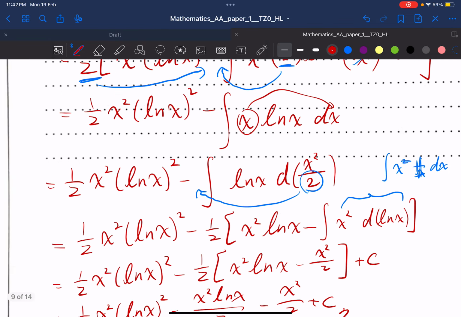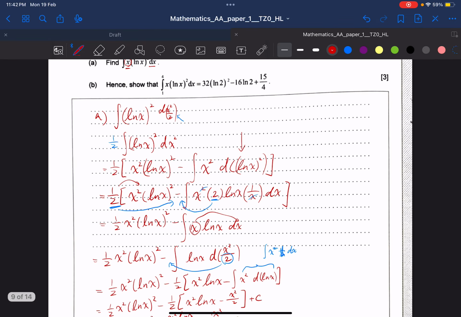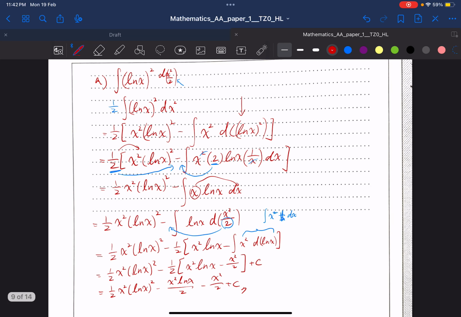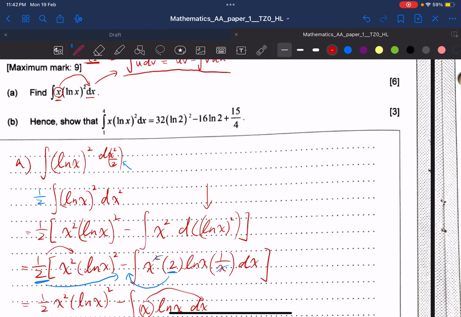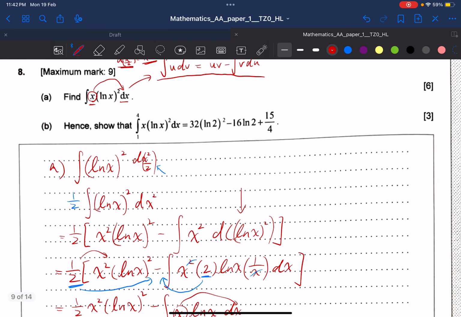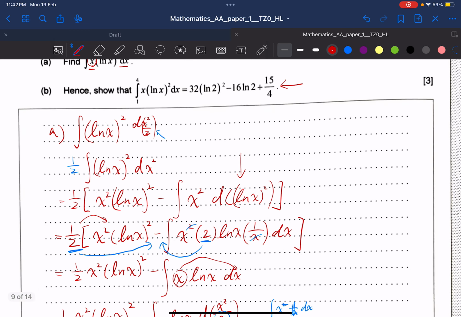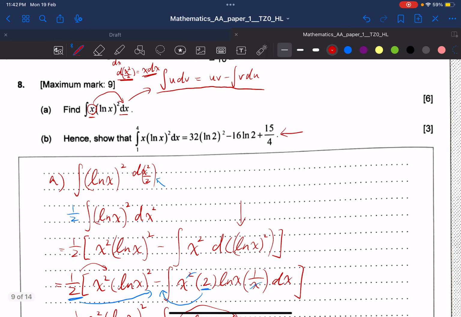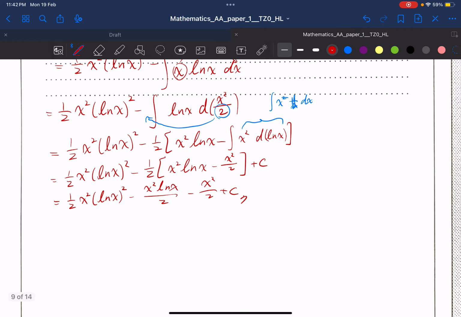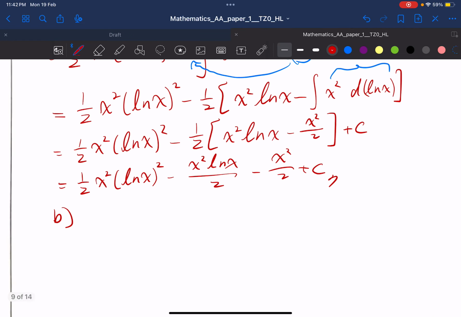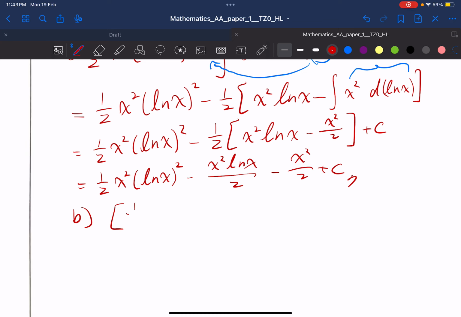Okay, so that's part A, which is 6 marks. I think it's a little bit harsh. I think we should work more because it's by parts twice and it's kind of annoying as well. Hence show that. They're pretty good, they give you the answers here. If you're able to get this answer, then I think their 6 marks on top will be automatically correct. Basically, we want to show that the integration here is exactly the same. So for part B, we'll just directly copy the answer that we got.